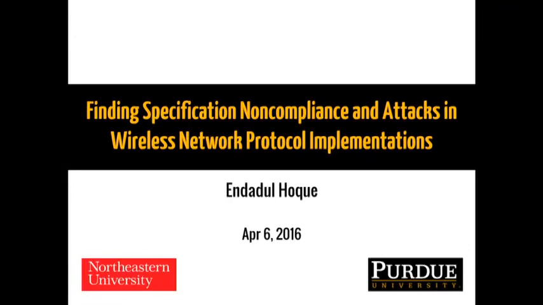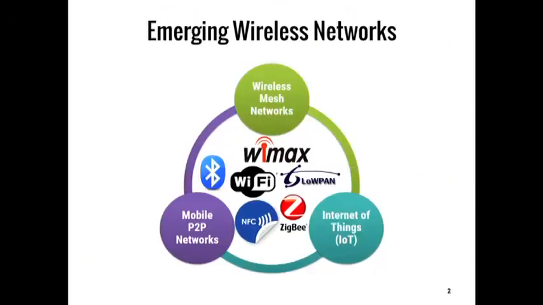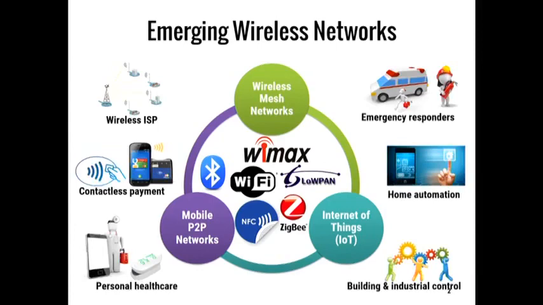Today, I'm going to talk about my research, which is about finding specification noncompliance and attacks in wireless network protocol implementations. So let's get started. With the emergence of new wireless technologies like wireless mesh, mobile peer-to-peer, and Internet of Things, being made popular by companies like Cisco and Google, there are several efforts in building critical services by leveraging these networks. These critical services include emergency responders, contactless payment, home and industrial automation, and so on.